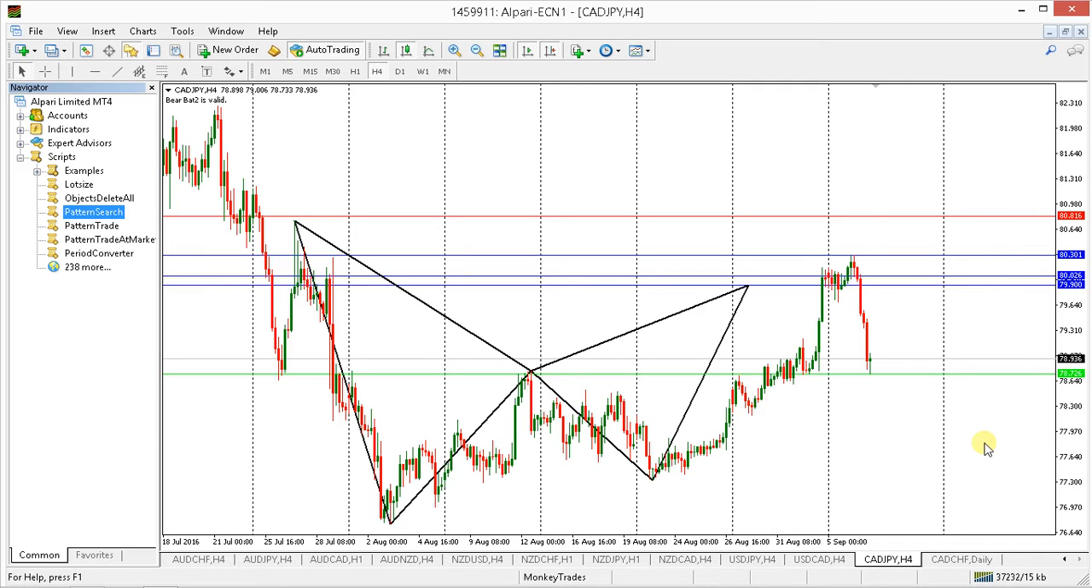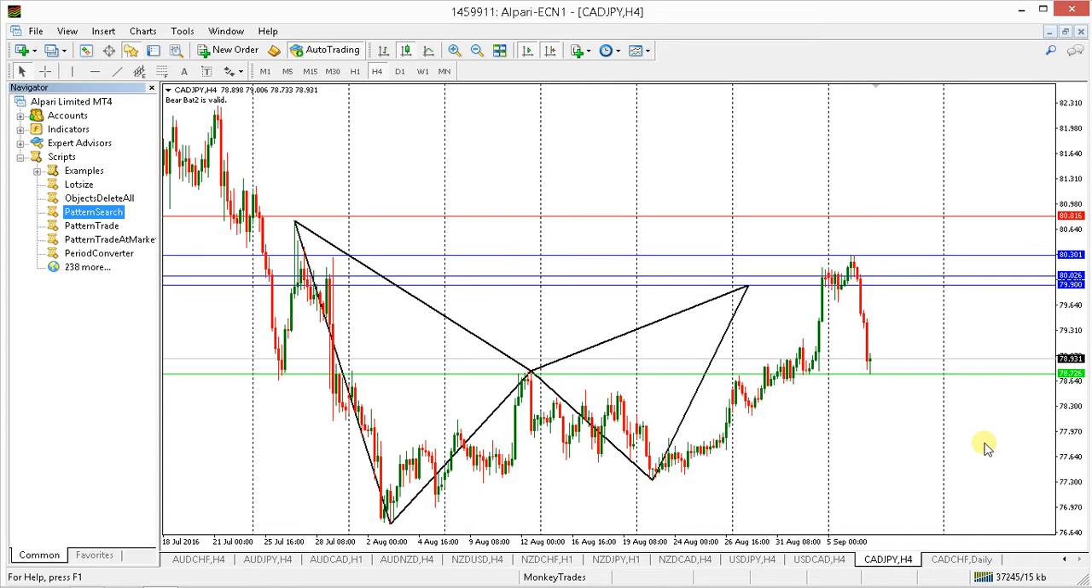Well, that's all about Bat Pattern 2, and let us go to Bat Pattern 1. What is special about Bat Pattern 1 is that the B point retracement is not 50. It should lie within the range of 0.382 to 0.5. If it touches 50, it's not a Bat Pattern 1, it is already a Bat Pattern 2.